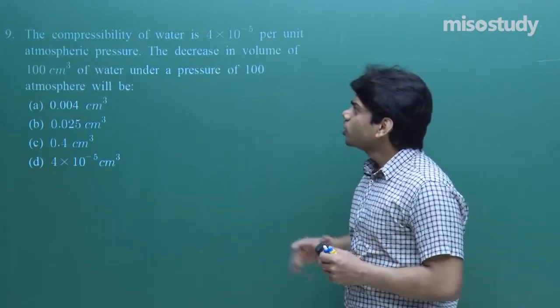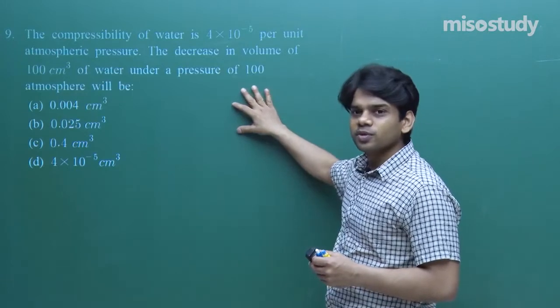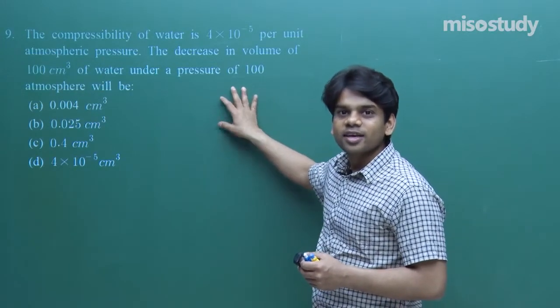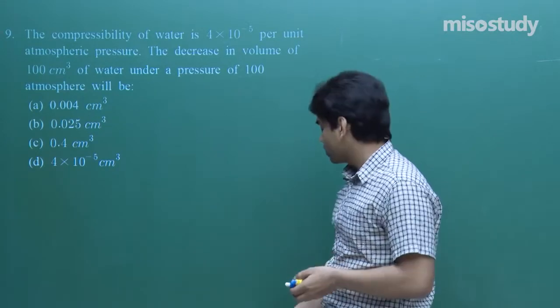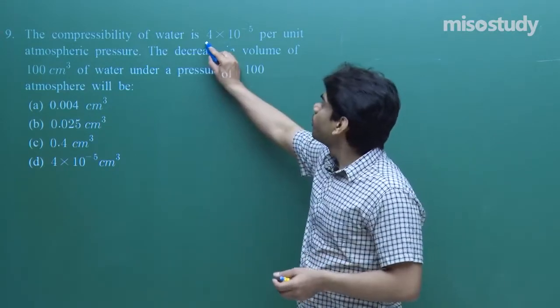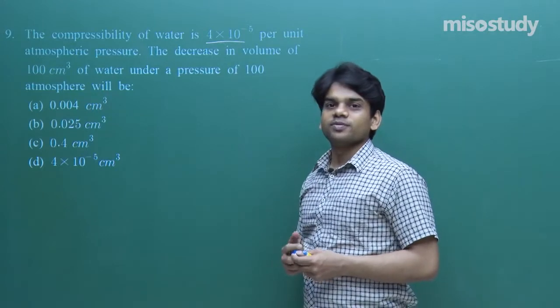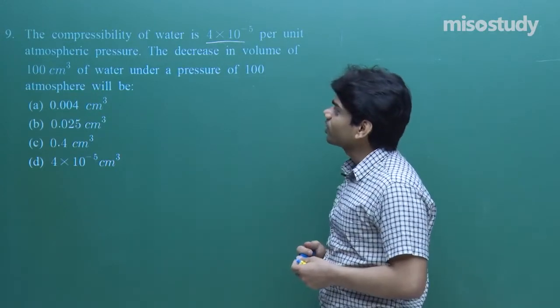Ninth one. The compressibility of water. You must be knowing what compressibility is. That is the inverse of bulk modulus. The compressibility of water is 4 into 10 to the power minus 5 per unit atmospheric pressure.